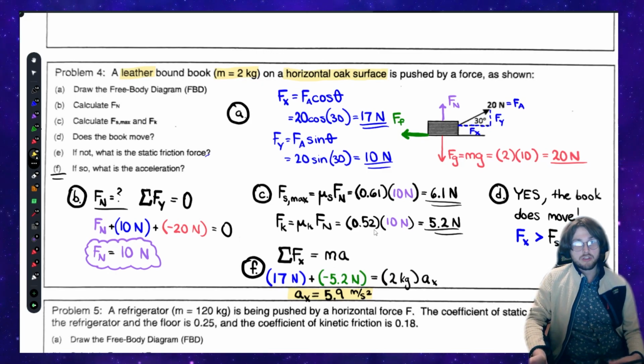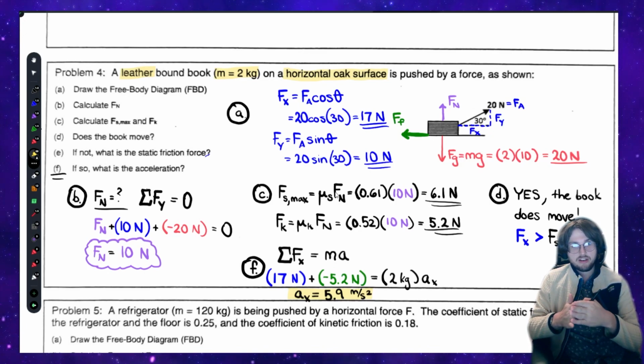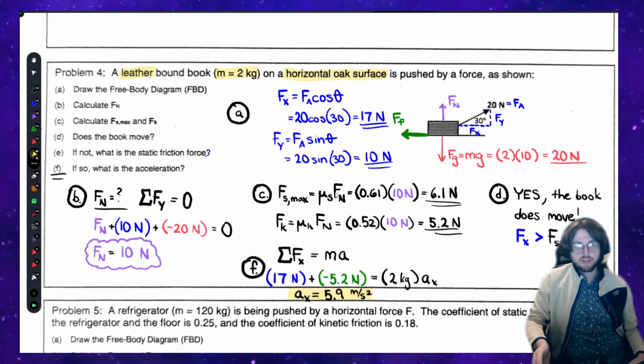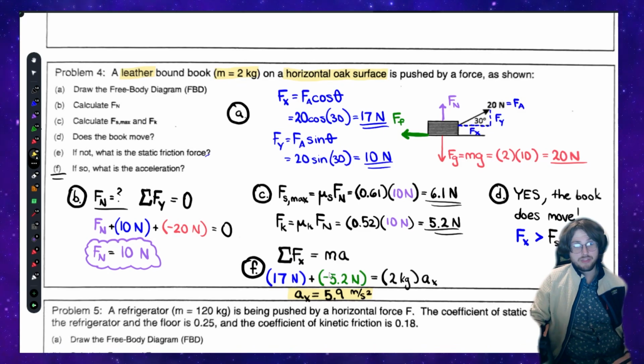Now, there is a quirk that we did not show in this problem, which is that if it does not fully exceed the static friction force, so like if we had an applied force of maybe 3 newtons or something, then it's important to keep in mind that the book isn't going to move if we don't exceed static friction. So in a situation like that, the sum of the forces in the x direction are going to equal 0 because it's not accelerating, it's not moving.